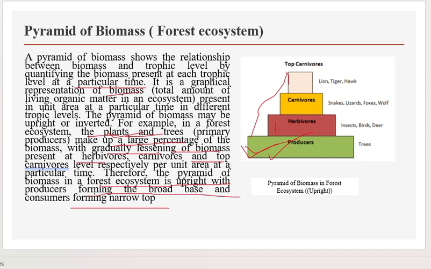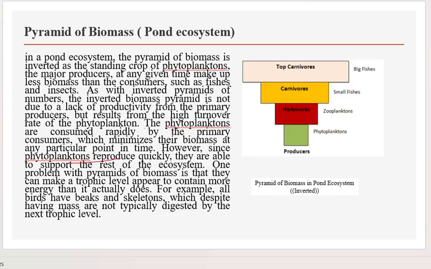Easy trick to remember: forest, that is trees. A large number of trees are there, and those trees contain a large amount of biomass. So in the producer level it is large, and their biomass is higher as compared to other trophic levels. So it is easy to remember.